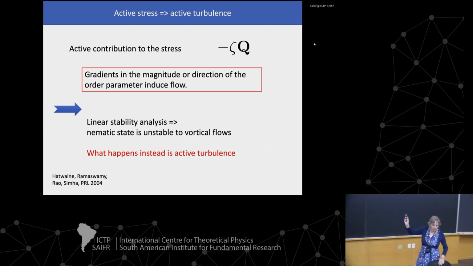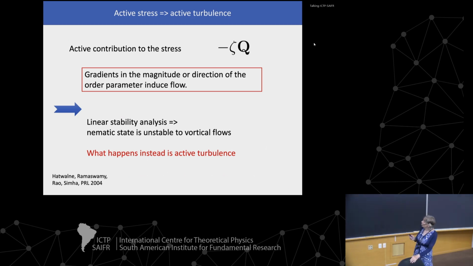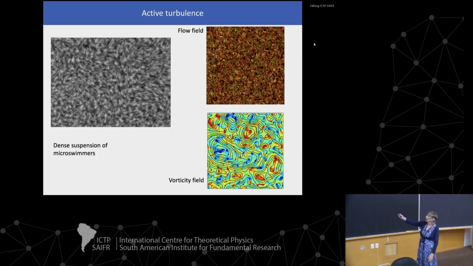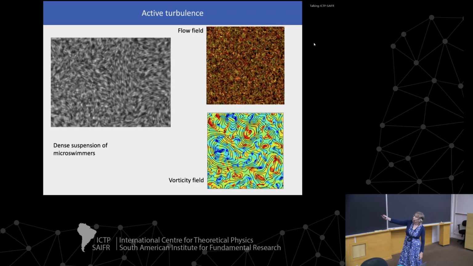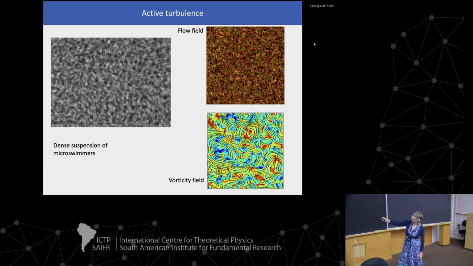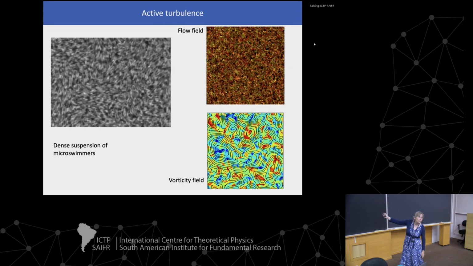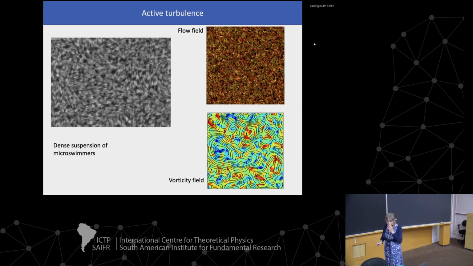Okay, so that's a summary of where we're up to. Linear stability analysis will not tell you what you get instead, but what you actually get instead is active turbulence. And to see that, what you have to do is actually solve the equations. So this is now the microswimmer picture. This is actually active turbulence of microswimmers in 2D. This is the velocity field when I solve those active nematic equations on a computer.